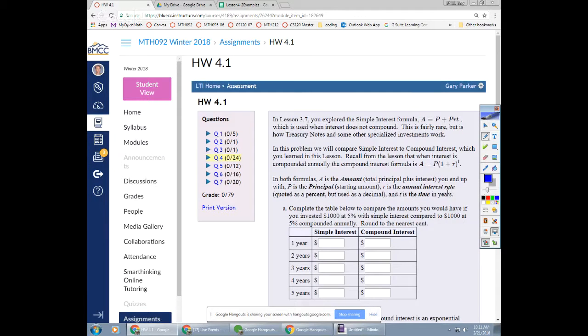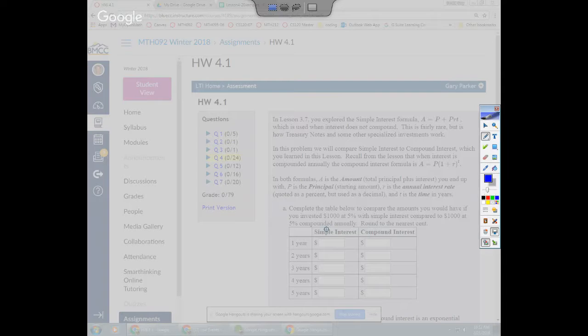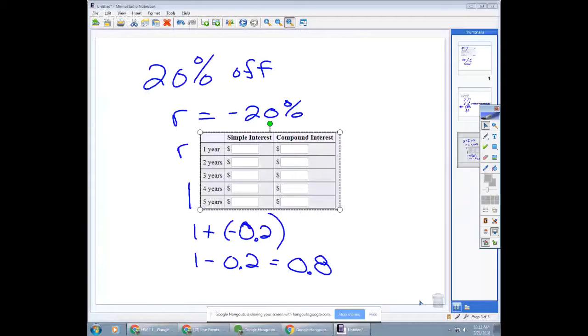Okay, so number 4, here we've got compound interest. So we want to complete this table here. And this is a good spreadsheet one, so I'm going to throw this into a spreadsheet too. Complete the table below to compare the amount you would have. You take $1,000, 5% simple interest, compared to $1,000, 5% compound interest. Let me bring this into table first, and then we'll bring it into spreadsheets.